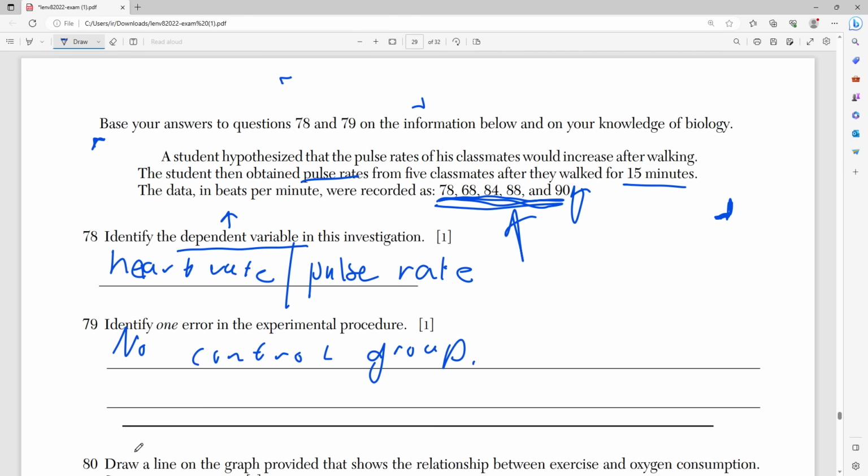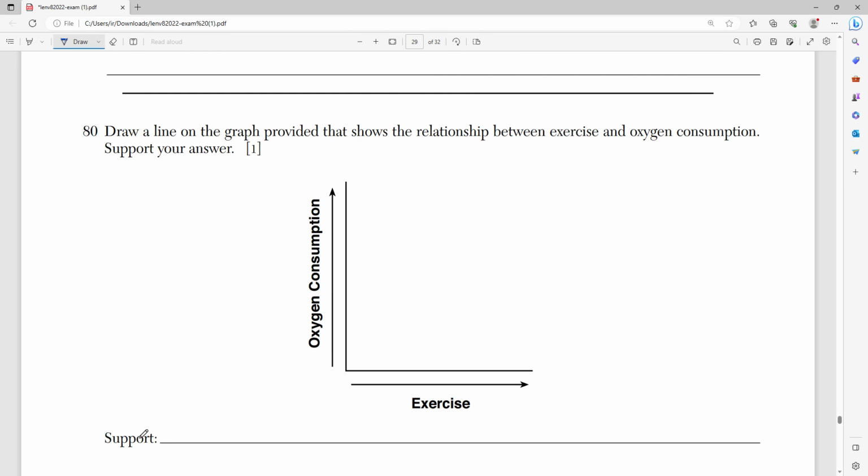Number 80 asks us to draw a line in the graph that shows the relationship between exercise and oxygen consumption, right? So a good way to think about this is cellular respiration.